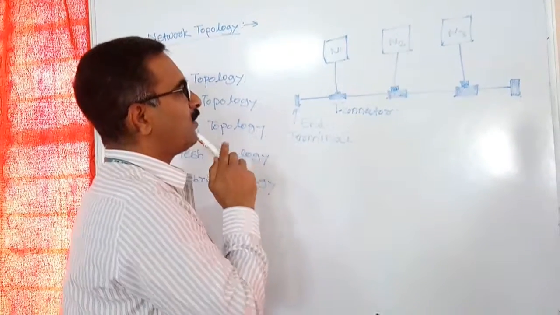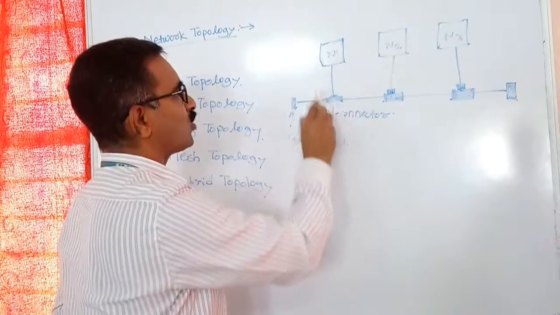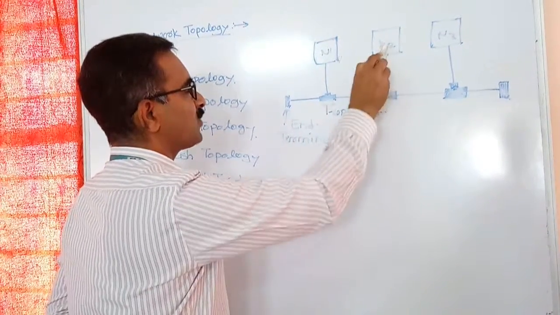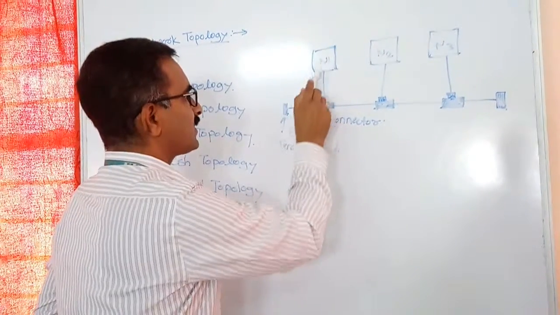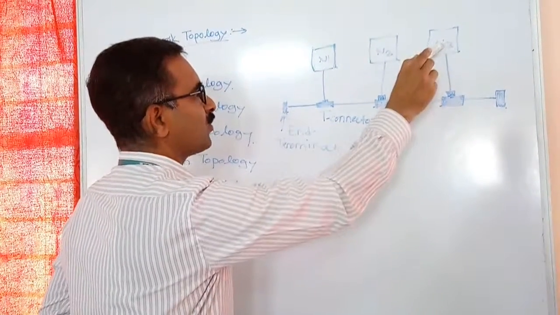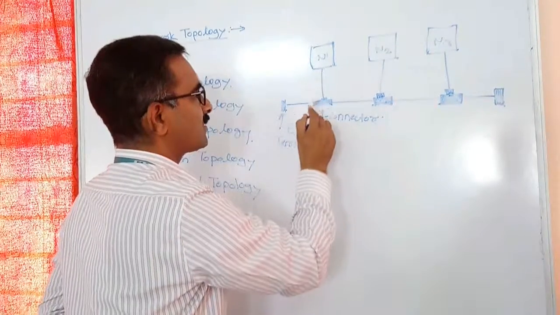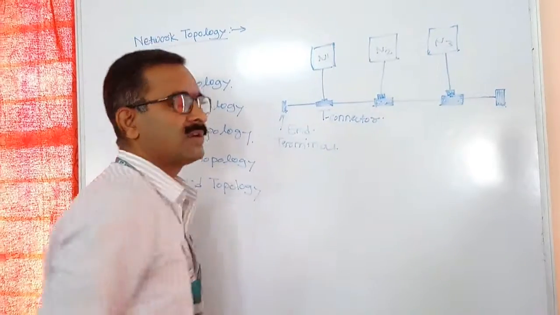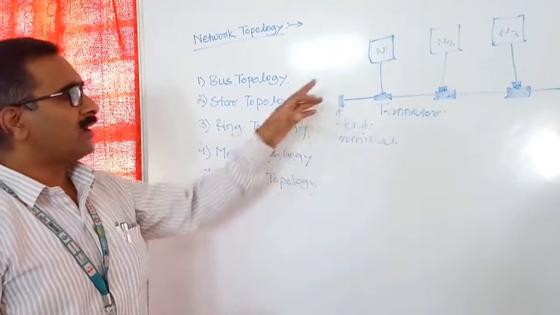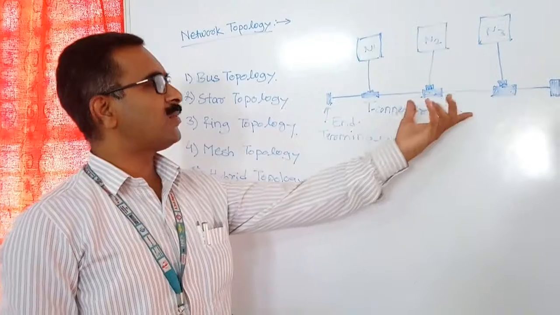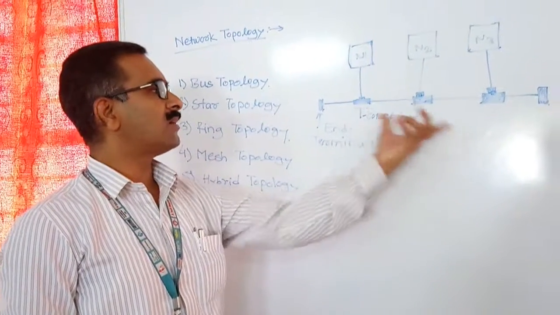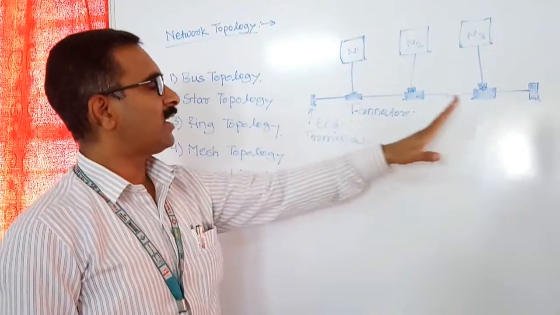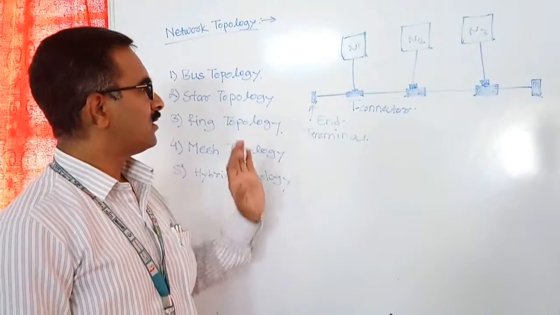Now in this bus topology, what happens? Suppose N1 wants to communicate with N2, then through this T connector it shares the information with N2. Or suppose it wants to communicate with N3, then it sends the information through the backbone bus, and N3 is connected to it. The sharing of information between these devices is done through this main bus, which is the backbone, and the information is shared between these nodes.